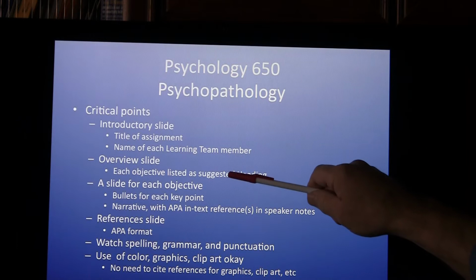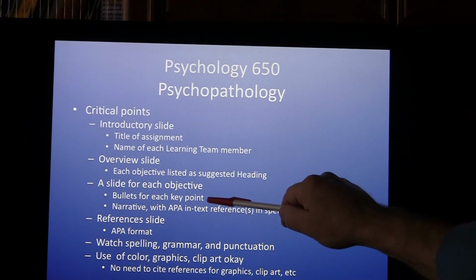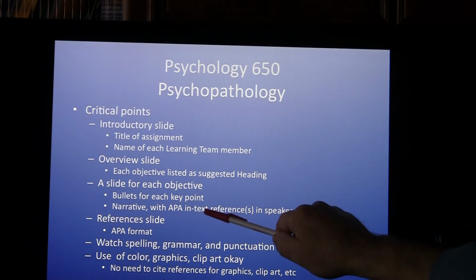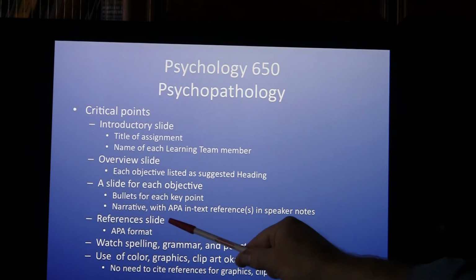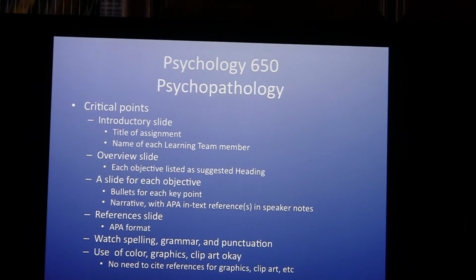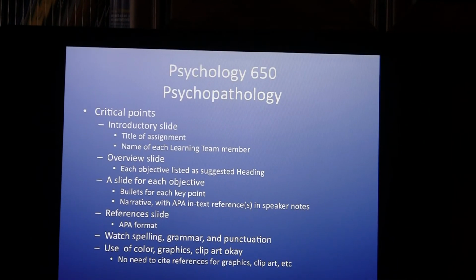So each particular objective will have its own slide. You'll use bullet points for each key point for that objective, and you put your narrative in your speaker notes, making sure that you use APA format for any in-text reference. Then you're going to have a references slide, which has got to be in APA format. And please, again, always, always, always watch spelling, grammar, and punctuation.